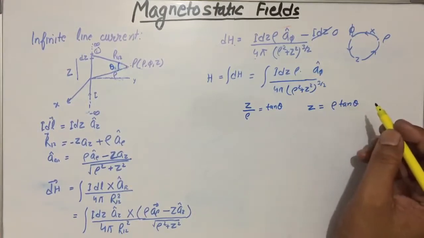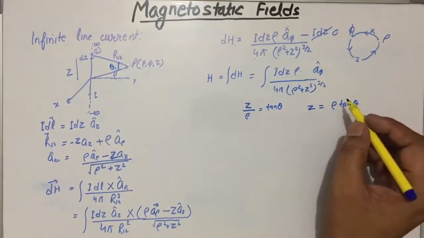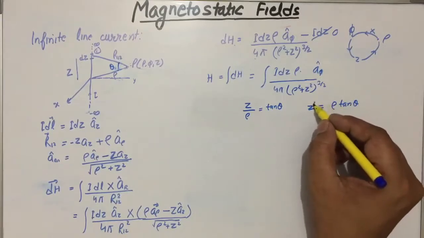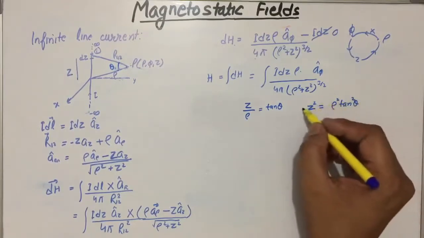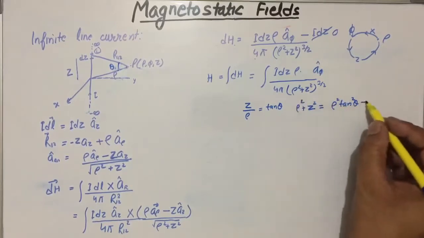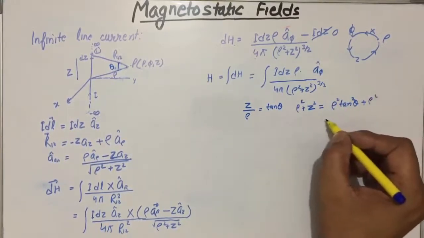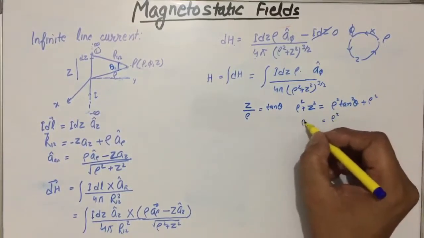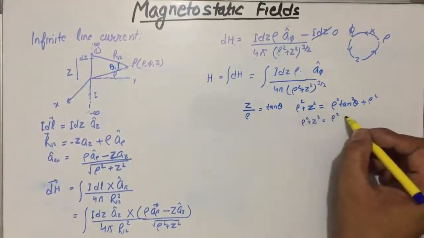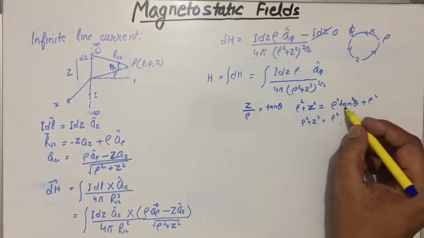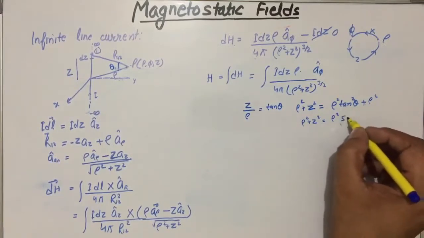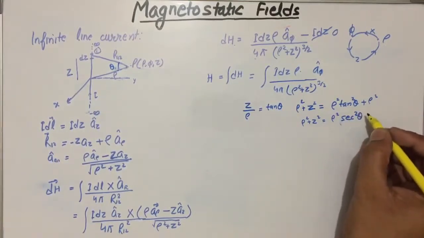If we square it, we can do this without any problem. After that, if we add rho square to both sides, then it will be rho square plus z square equals rho square into 1 plus tan square theta, which equals rho square sec square theta. So we have this relationship.